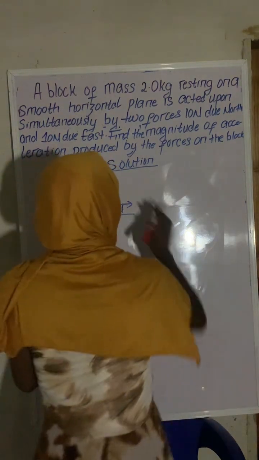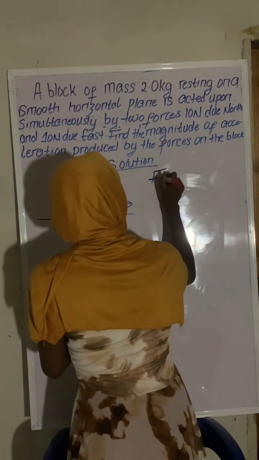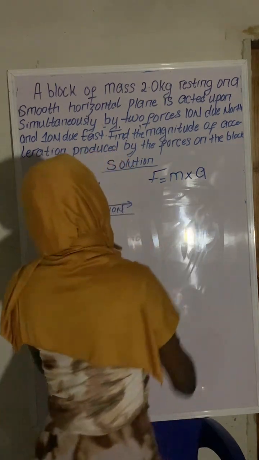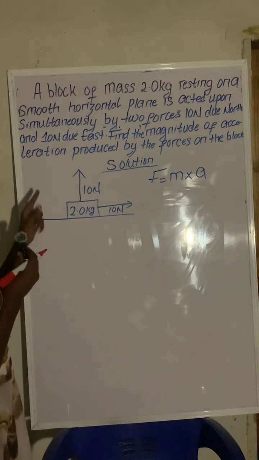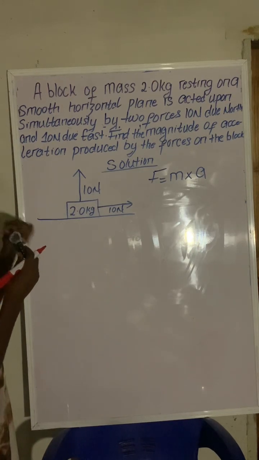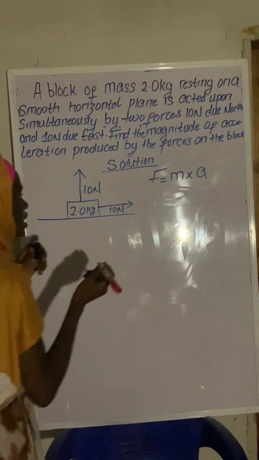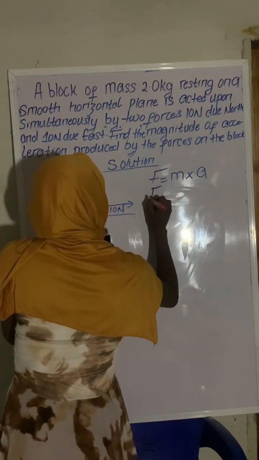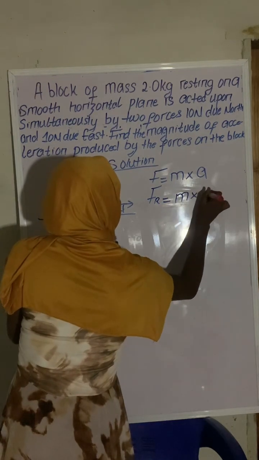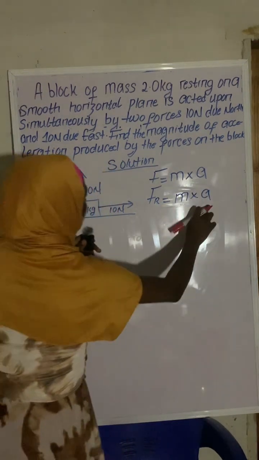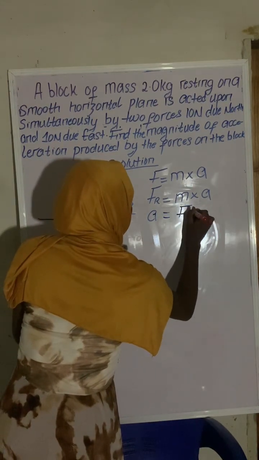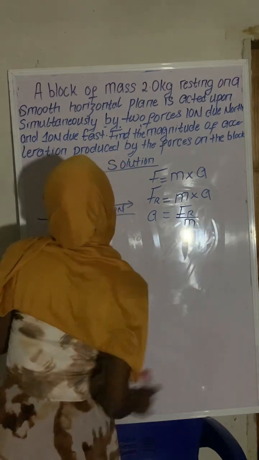As we know, force is equal to mass times acceleration. But here in our question, we can see that two forces are acting on this body. So we are going to be using our resultant force, which I'm going to represent as Fr, equals mass times acceleration. And in the question, we're looking for acceleration. So acceleration is going to be equal to resultant force over mass.